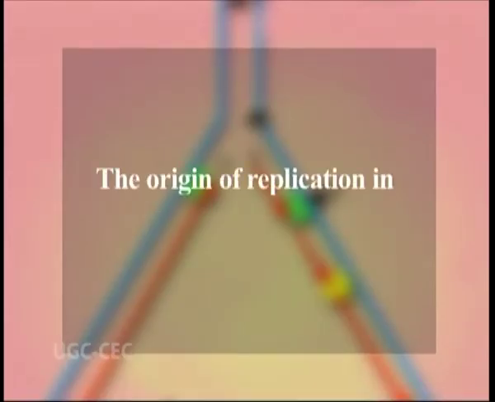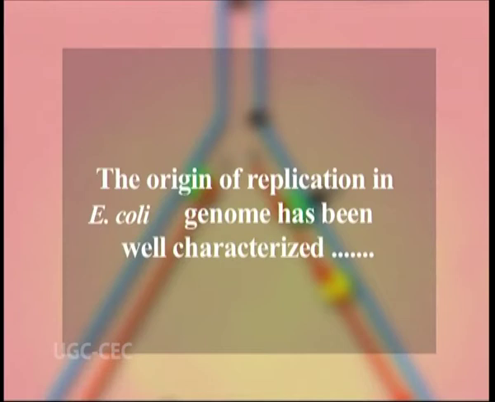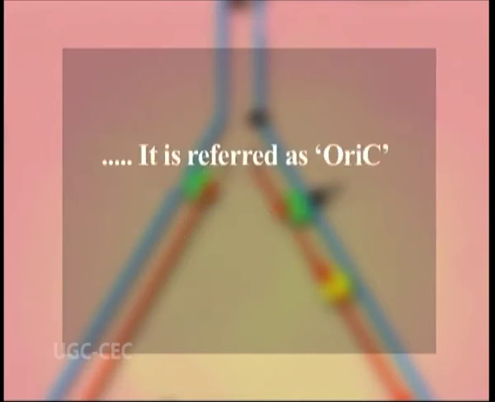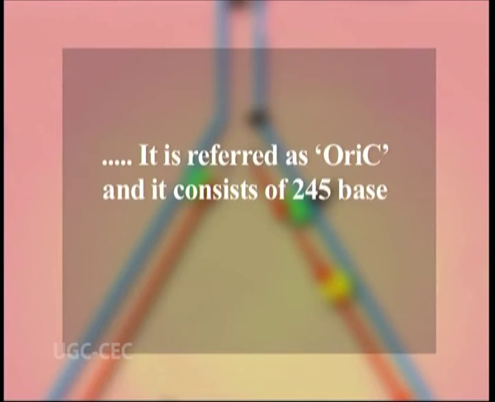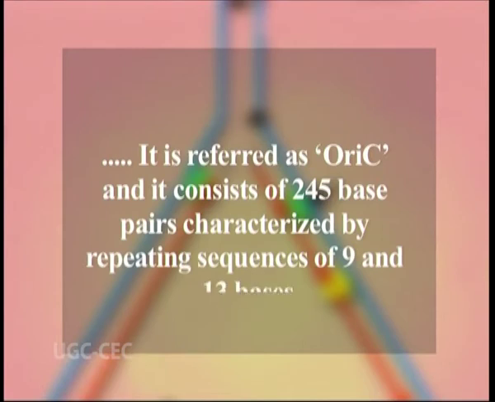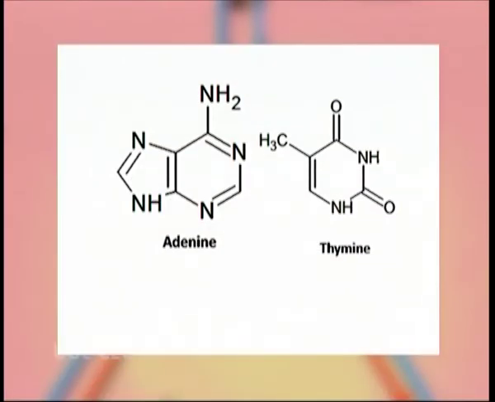The origin of replication in the E. coli genome has been well characterized. It is referred to as oriC and it consists of 245 base pairs characterized by repeating sequences of 9 and 13 bases. The sequences at the origin of replication are found to be adenine-thymine rich, which makes the melting of double-stranded DNA easier. The origins of replication in yeast are referred to as autonomous replicating sequences, ARS. However, the origins from higher organisms have not been well identified.